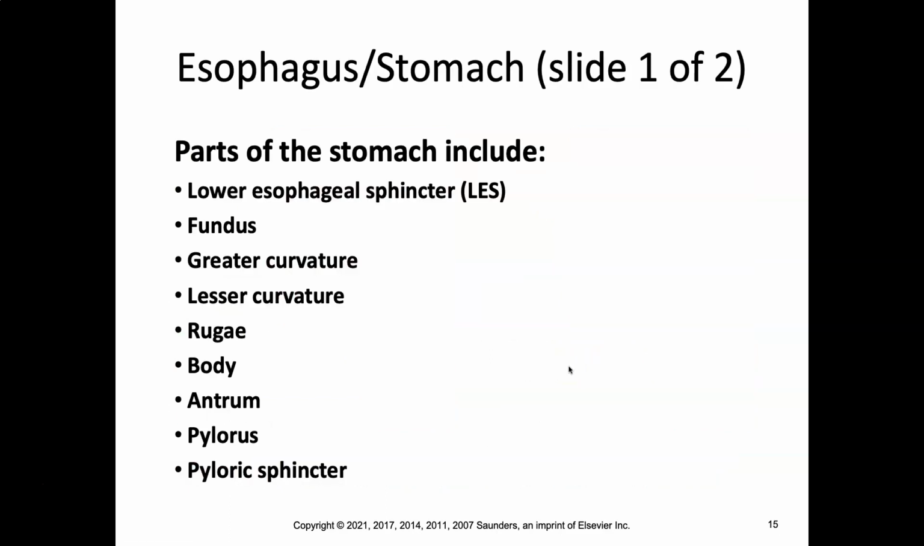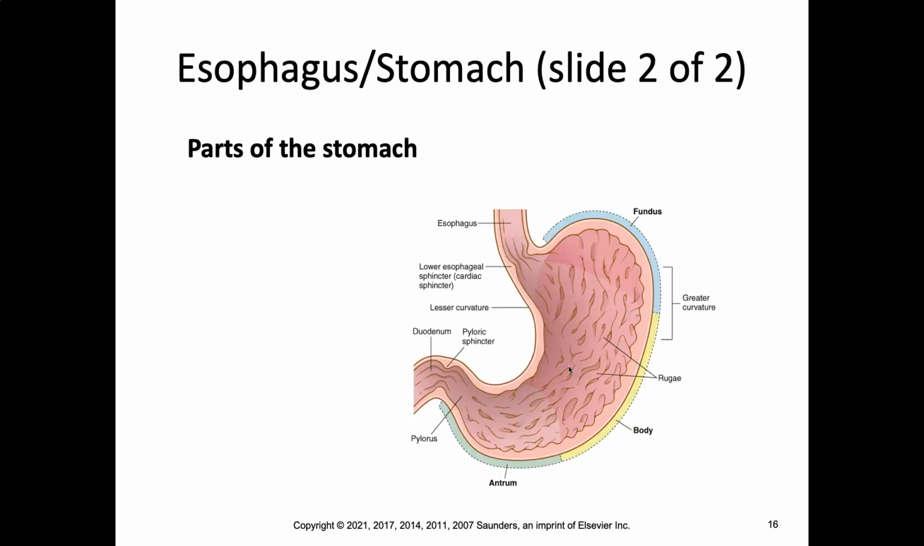So, parts of the stomach. The esophagus then leads to the stomach. The stomach includes the lower esophageal sphincter. That's a lovely one to say. Lower esophageal sphincter. Fundus, greater curvature, lesser curvature, rugae, body, antrum, pylorus, and pyloric sphincter. And this is what those pieces and parts look like in this visual.